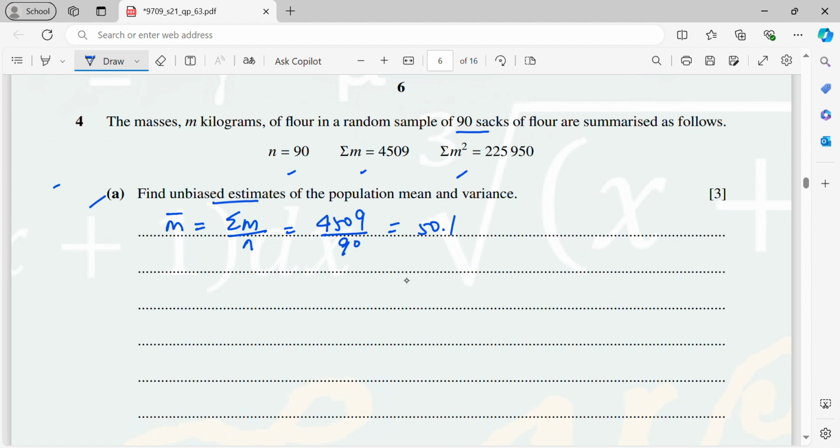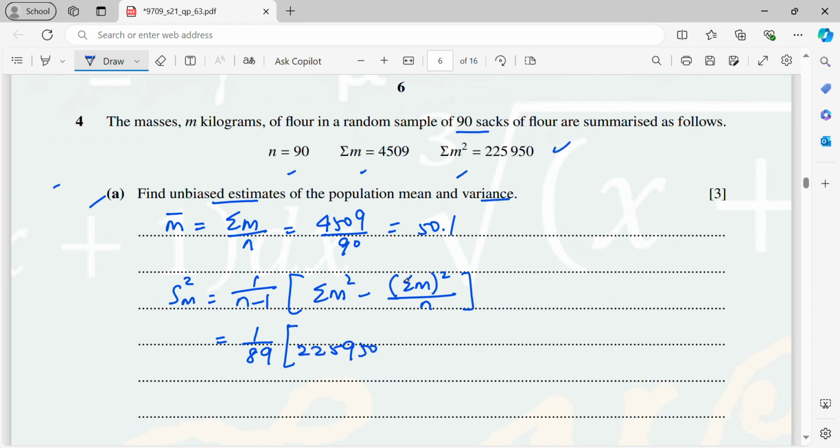Then the unbiased estimate for variance, that is s squared. So this is the sample variance. The formula is 1 over n minus 1 times summation m squared minus square of summation m over n. Then this is going to be 1 over 89 times summation m squared, which is given here, 225,950, minus the square of summation m, 4509 squared over 90. Then this value is going to be 0.552, correct to 3 significant figures.